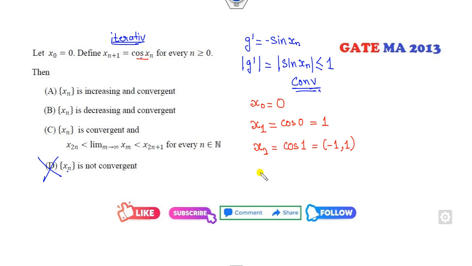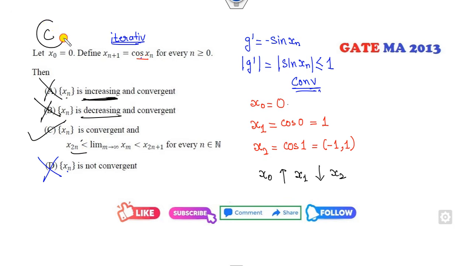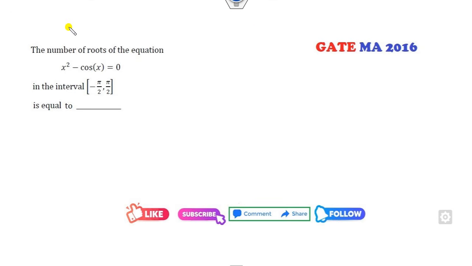So clearly, when you go from x0 to x1, the values are increasing. But when you go from x1 to x2, it's decreasing. But the option said always increasing. Wrong. Always decreasing. Wrong. It is convergent. Definitely it's an even and odd sequence. So the right answer is C. You can see within 10 to 15 seconds you can solve this easily.